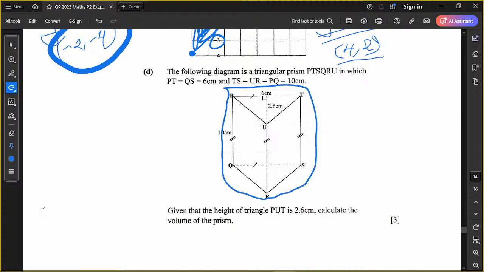So when you talk about TS, TS is here. You can see TS, this is the line, and they are saying this line is equal to UR. So UR is this line here, and they are also saying it is equal to PQ, which is this line. Okay, now when we look at PT is equal to QS, PT is this line, which is equal to QS, which is here. So you can see that all the information that I drew there is also represented here.